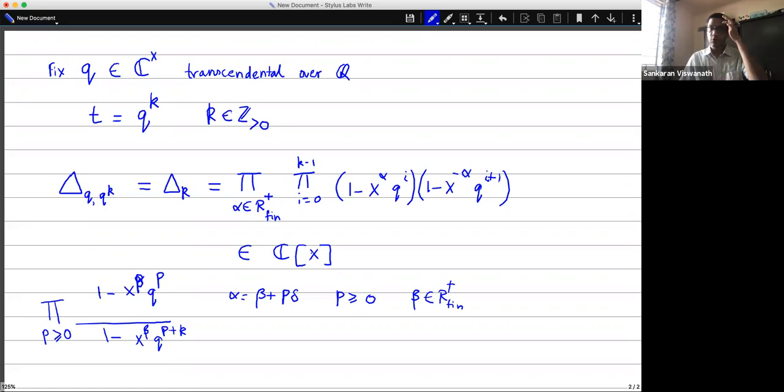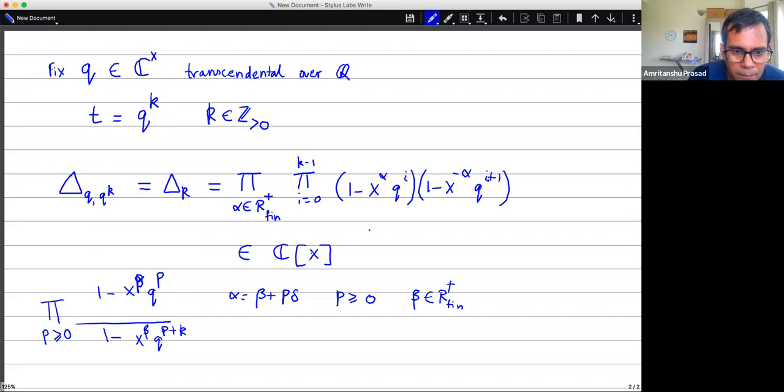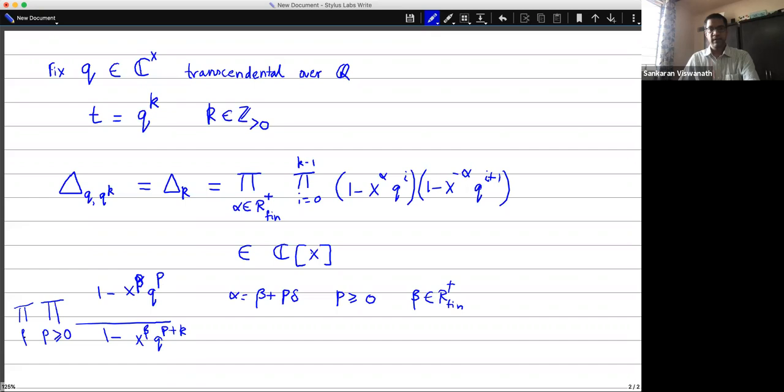Yeah, and the same thing for the negative roots. I mean, there's also a product over the betas, and if beta is negative, this product will run from 1 to infinity rather than from 0. So that's the cancellation here.